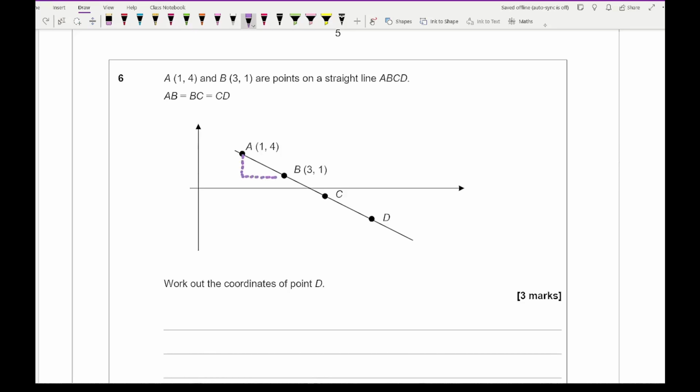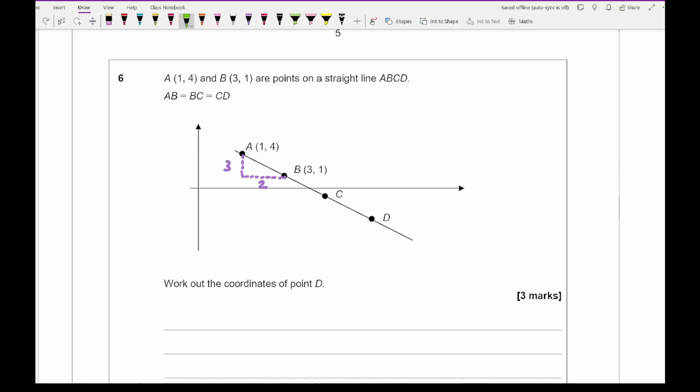Now using the coordinates, I can then work out the dimensions of that triangle, because the height of that is going to be the difference in the y ordinates. So 4 take away 1 is 3. And the base of that triangle is going to be the difference in the x ordinates, which is 2. So that triangle there is 3, 2.